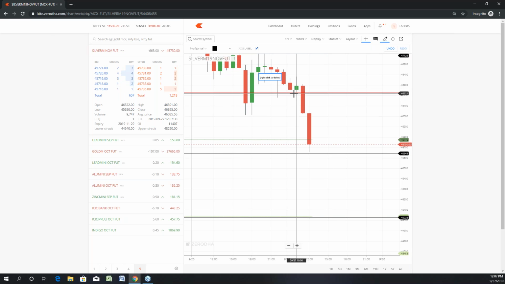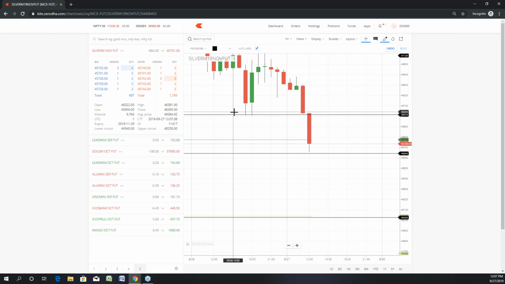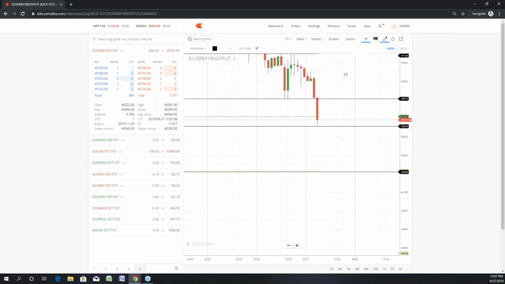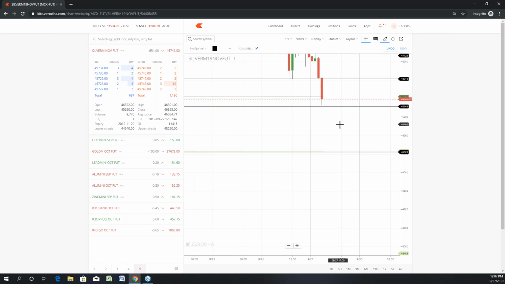And which was exactly the point where it has broken the low of yesterday, right? So I'm expecting another push for silver in the downward direction, and if it doesn't come in another 5-7 minutes, I'm going to close my position and I'll probably look for another opportunity, maybe on a buy side, maybe on a sell side. My system will tell me.